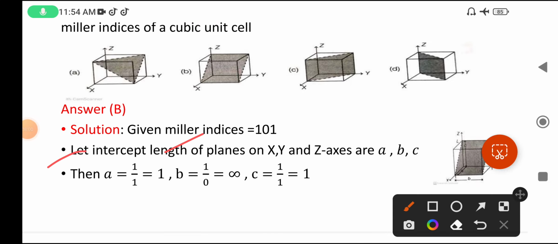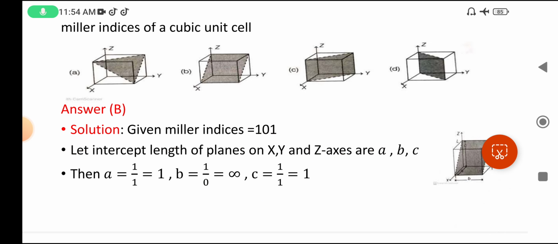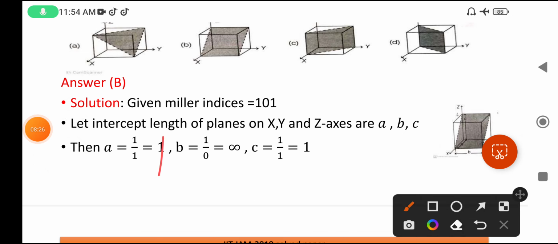Let the intercept lengths of the plane on the x, y and z axes be A, B, C. So A is equal to 1 by 1, B is equal to 1 by 0, C is equal to 1 by 1. These values we have to substitute in the denominator. Then what value do you get? Intercept A is 1, B is infinity, C is 1.